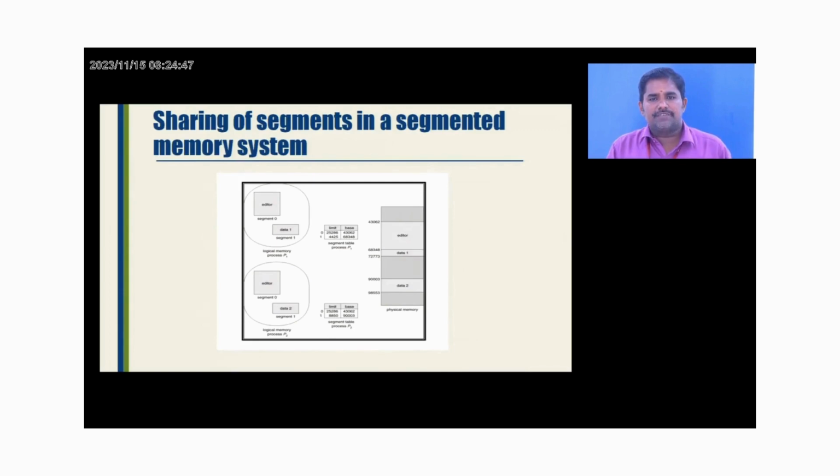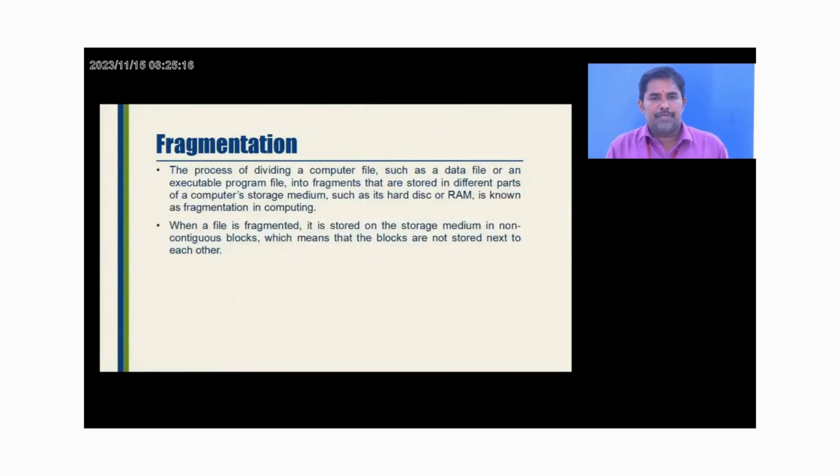Sharing of segments in a segmented memory system: the diagram clearly explains that. We have process 1 and process 2. Actually, we saw the importance of limit and base in the previous slide. Here, the processes P1 and P2 have an editor, data 1 and data 2. When you look at it, both processes have the same editor, which means the same address space. Here the same address area is shared by processes P1 and P2.